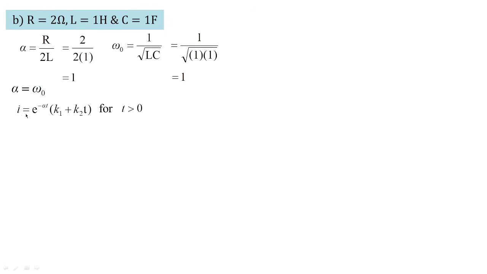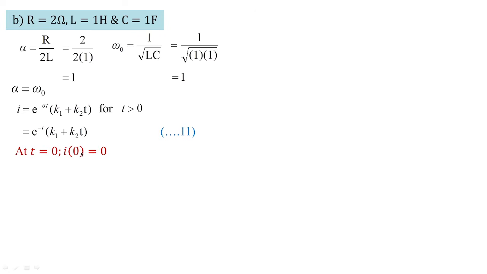And the current equation for critically damped is given by e to the power of minus alpha t times k1 plus k2 t for t greater than 0. I'm going to substitute the value of alpha here, that is 1, and I'm going to frame equation 11. Now equation 11 is the general solution for the critically damped response. Now we need to find out the values of k1 and k2.